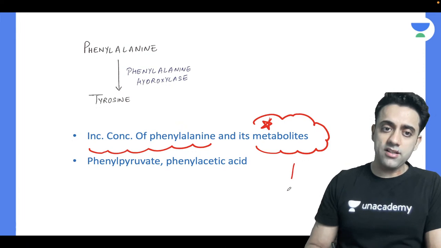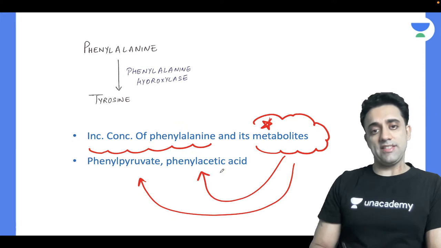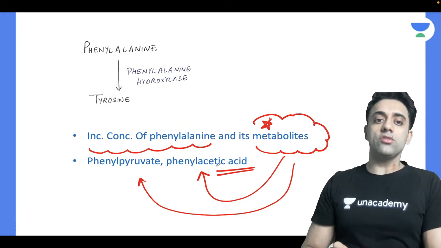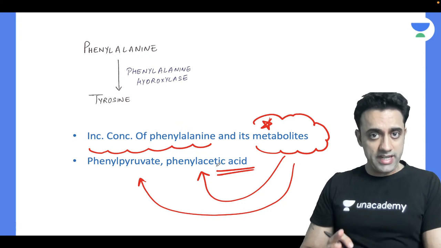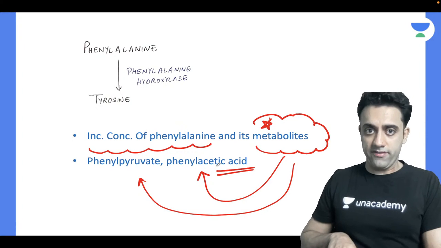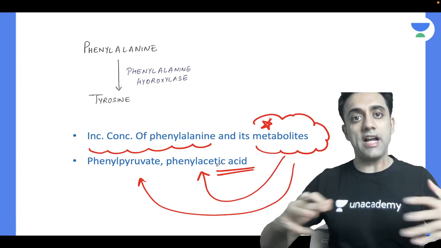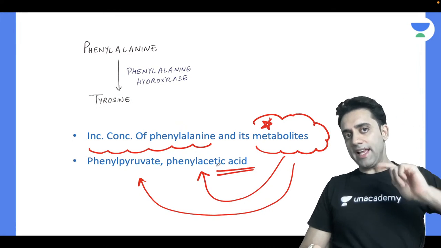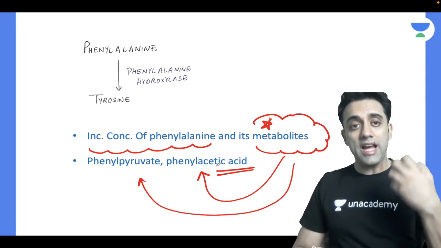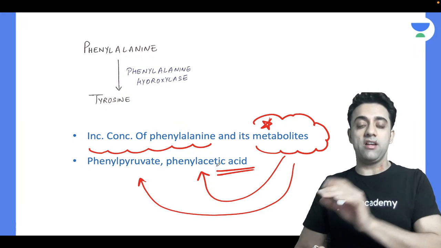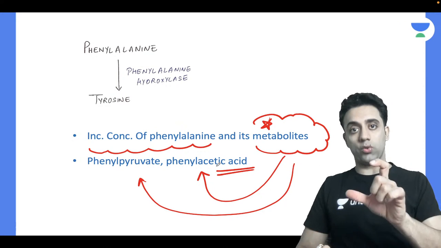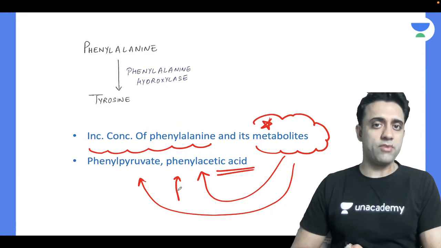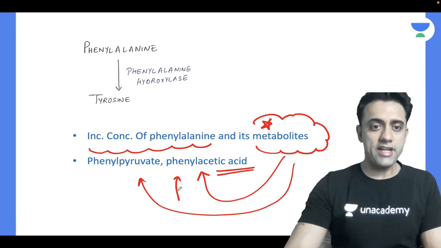Which are those metabolites, sir? Phenyl pyruvate and phenyl acetic acid, nothing but ketones. Are you understanding? So phenylalanine levels will increase, and its metabolites also. The alternate pathway will form the other metabolites, phenyl pyruvate and phenyl acetic acid, nothing but acetones or ketones, and that is why we are discussing phenylketonuria. I will see phenyl ketones in my urine. This acetone, acetate is bad for my body. Okay, that you should know.